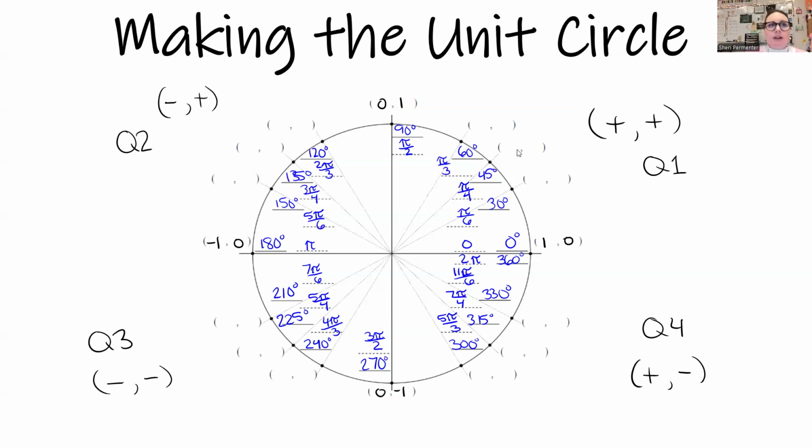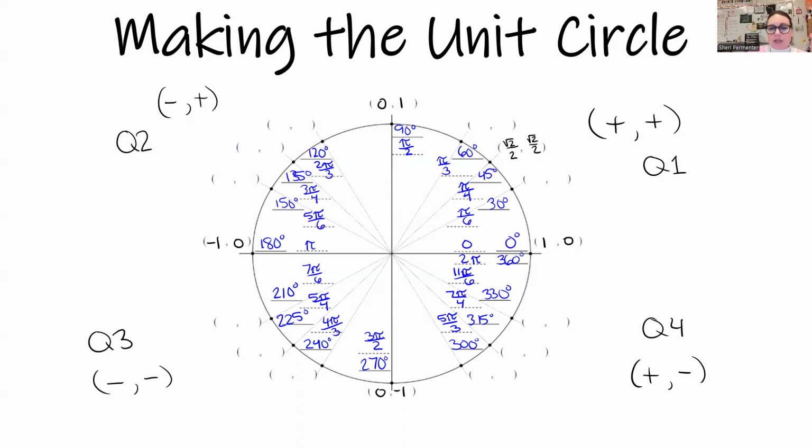So let's fill some stuff in. The coordinate for 45 degrees, we've got square root 2 over 2 and square root 2 over 2. That's what I meant to say. They're the same. And it's the same all the way around the unit circle.